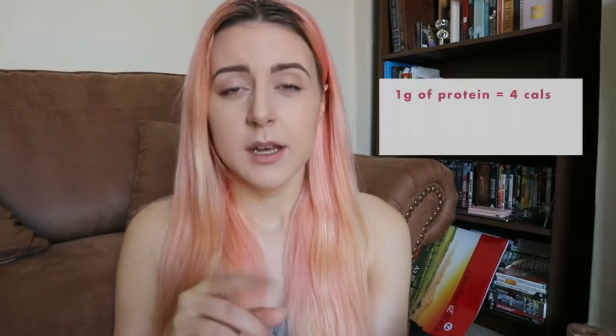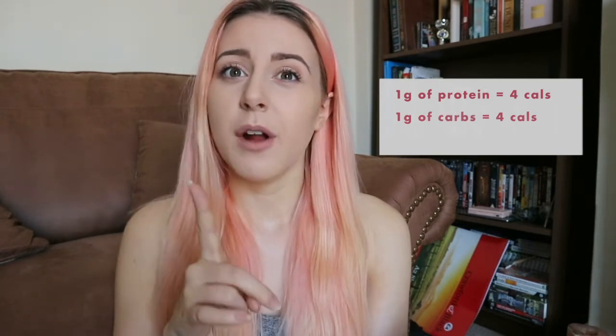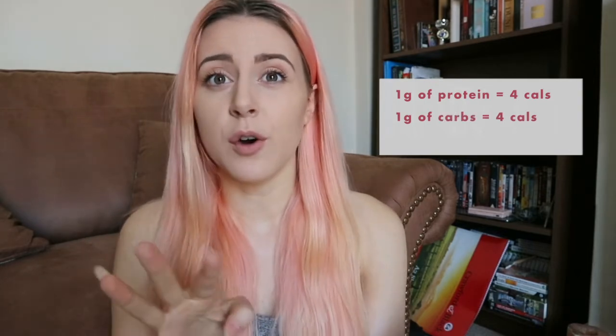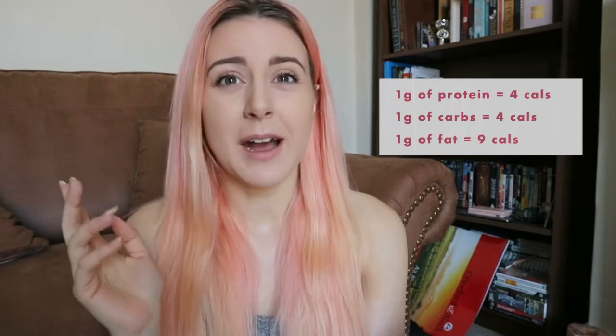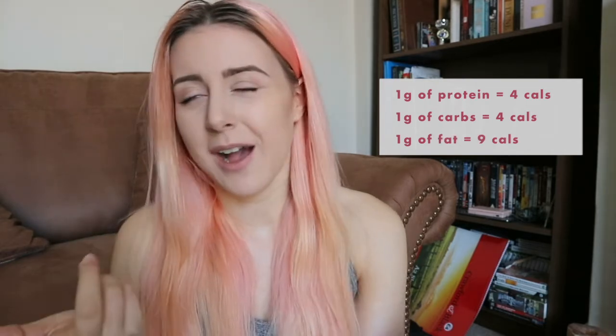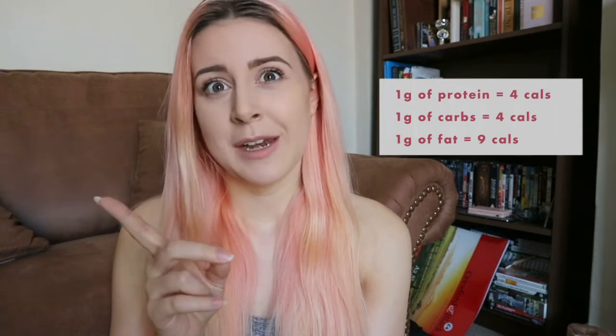So, with your macros, one thing you need to know is that they all have different caloric values for how much calorie is in 1 gram of each. For 1 gram of protein, there's 4 calories to each gram. For 1 gram of carbs, there's also 4. For 1 gram of fats, it's 9, so it's a bit higher for fats, which is obviously how it is because it tastes better. You need to know that for a little bit later on.